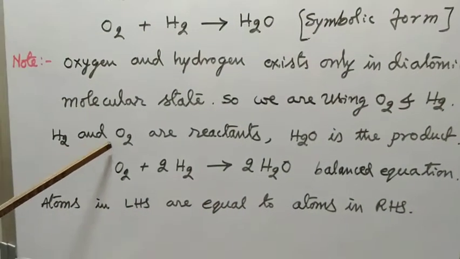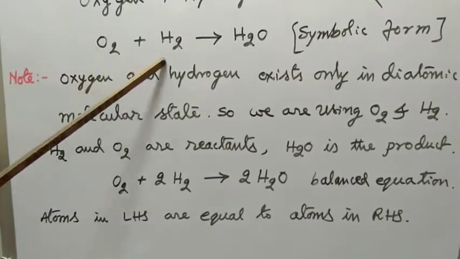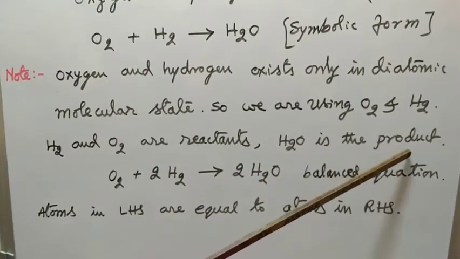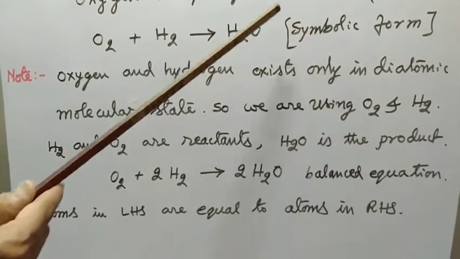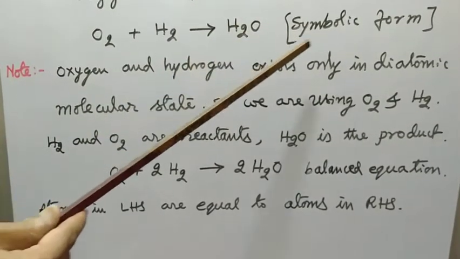So H2 and O2 are reactants. This left hand side is called the reactants. And H2O is the product, or there may be two or more products. This right hand side is called the products.